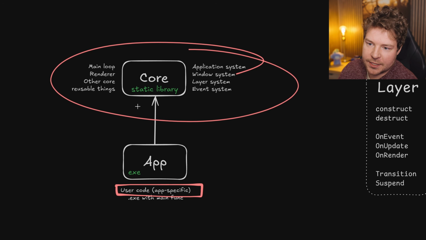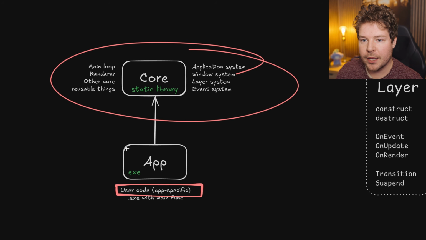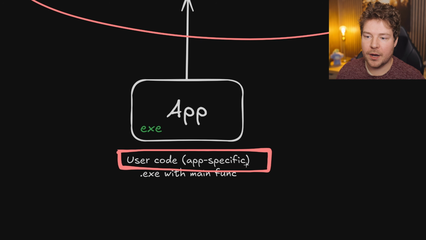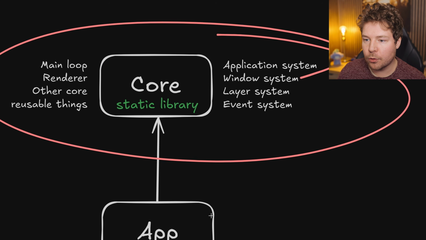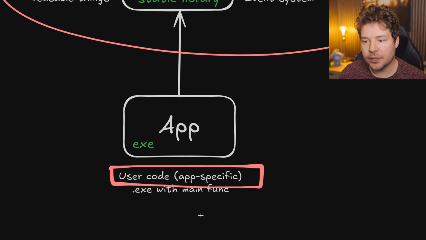So once you have this sort of basic architecture down, the next thing you're probably going to want to do is somehow create this user code, app-specific part of your application. You have a core library that does all of the behind the scenes work to actually make a computer application work. But now you'd like to get to the custom stuff. Why are you making this specific app? What is its purpose? What does it need to do?